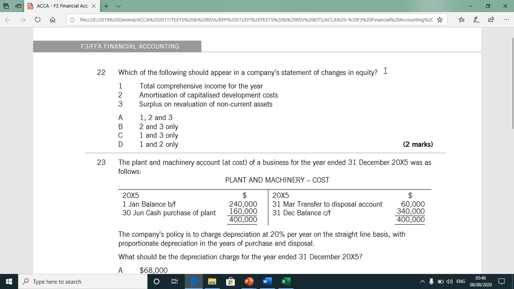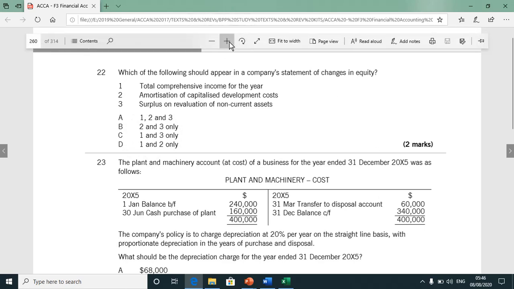Total comprehensive income for the year, yes, that should appear. Amortization of capitalized development costs, no, that goes to the profit or loss. Surplus on revaluation of non-current assets, yes, that can appear. So 1 and 3 only, 1 and 3 falls under C. I didn't have to take too much time there.